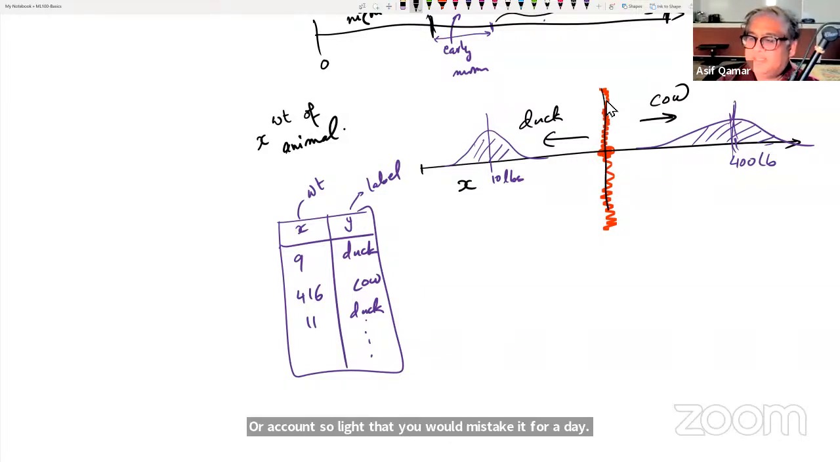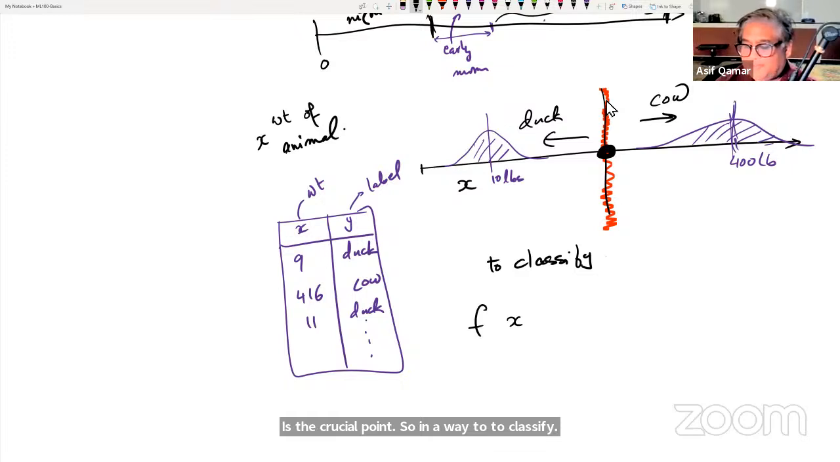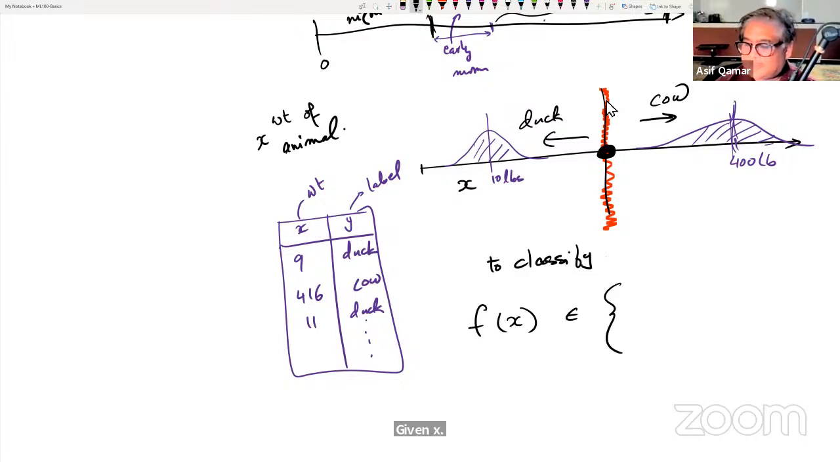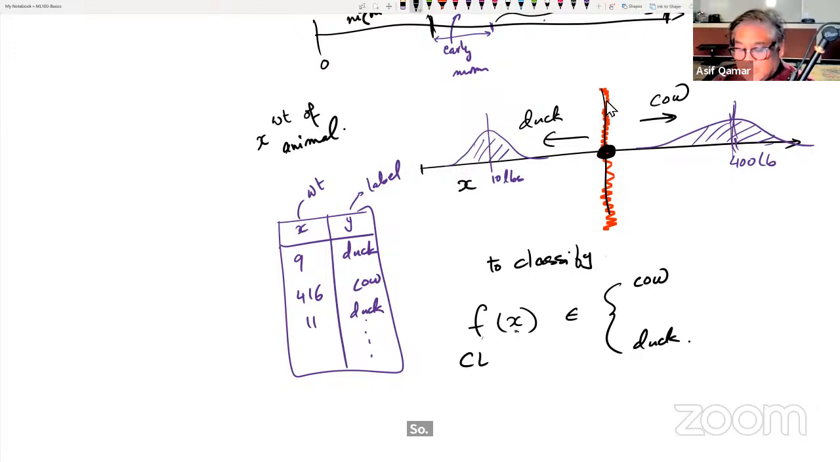So you would draw this. This point is the crucial point. So in a way, to classify, this process is called classification. Given x, the f of x belongs to the set of just two values, cow or duck, isn't it? You need a function that maps every input and says, aha, if the animal has a weight of 9 pounds, it must be a duck. If it is 416 pounds, it must be a cow. So to be able to create such a model, and this model is called a classifier.